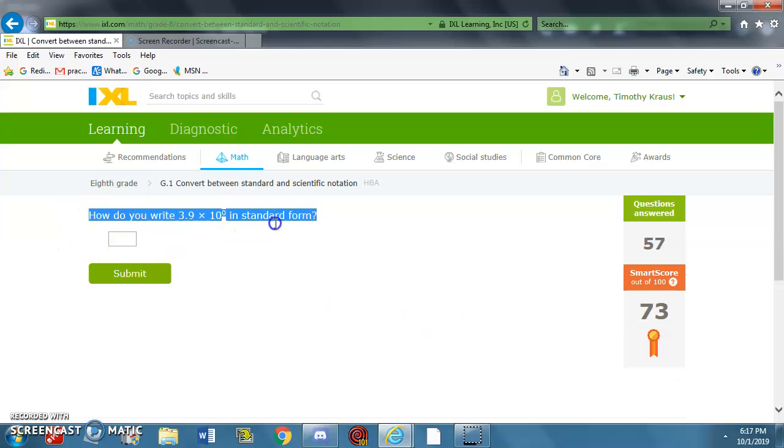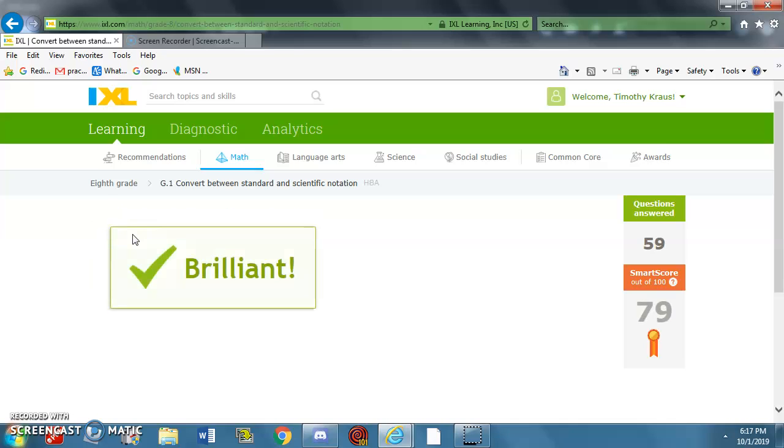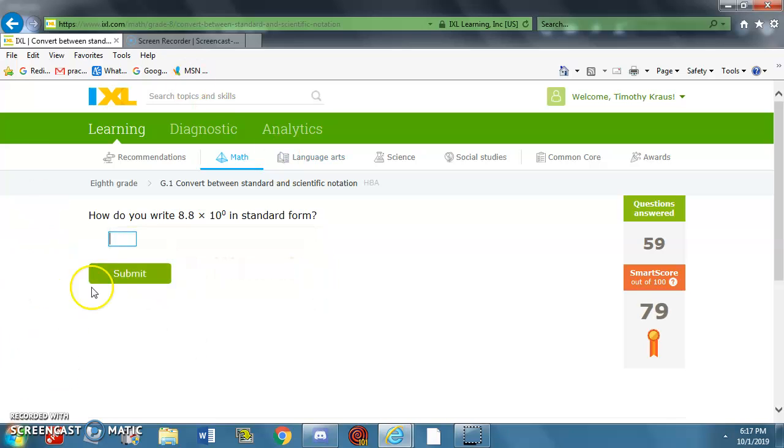How do you write that in standard form? It keeps the same because you don't put anything. How do you write this in standard form? This in standard form. Alright, you're 12 to the last and you put a 0 over there. How do you write 8.8 in standard form? As again, let's keep it the same.